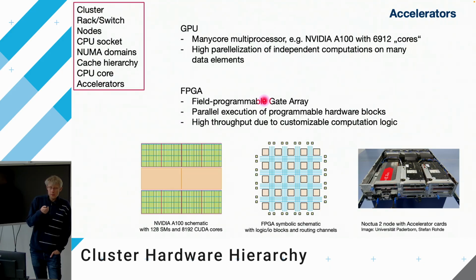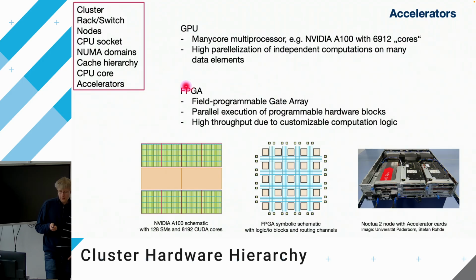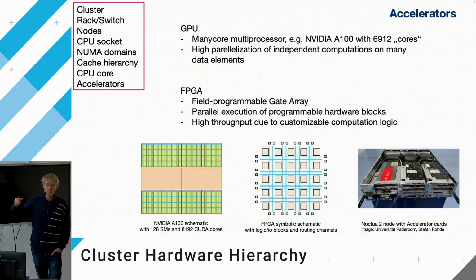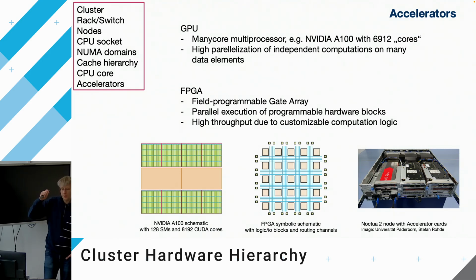Now, as you already see here on the left side, we are going through the hardware architecture or hardware hierarchy of compute cluster from the top to the bottom, and we ended up at CPU cores, and this is basically the last point, which is not smaller than CPU cores, but it's basically an addition, which are accelerators that you can use to accelerate your calculations.